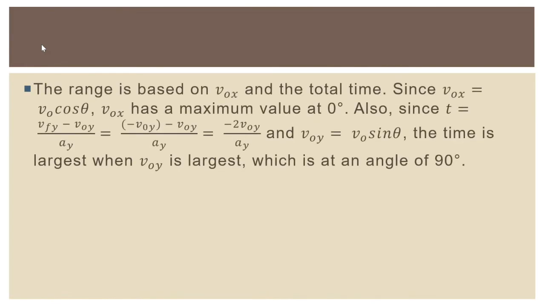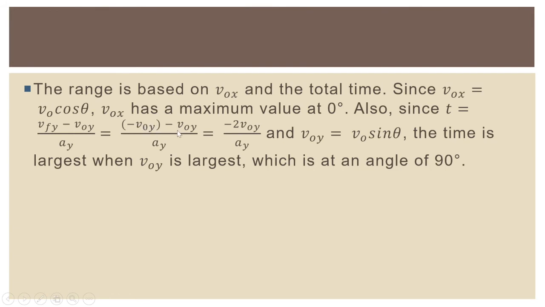So the first thing we can say here is that the range is based on V naught x and the total time, as we just saw. And so since V naught x is equal to V naught cosine theta, V naught x has a maximum value at 0. And of course, that's because the cosine has a maximum value at 0 degrees. Also, since the time is equal to V final minus V initial over AY, we can write this equation for the total time. And remember, VFY, when this thing reaches back to the ground level, is just the negative of the initial velocity.